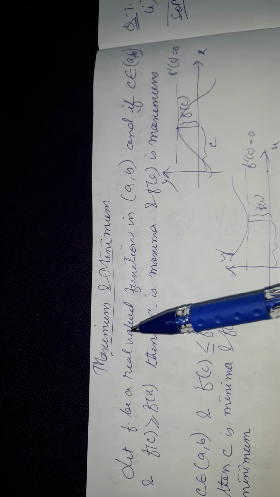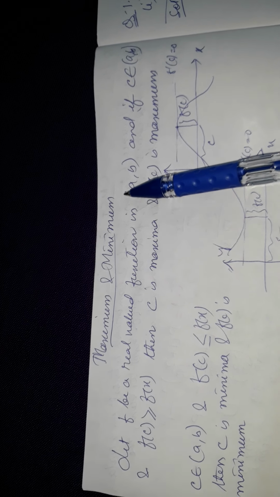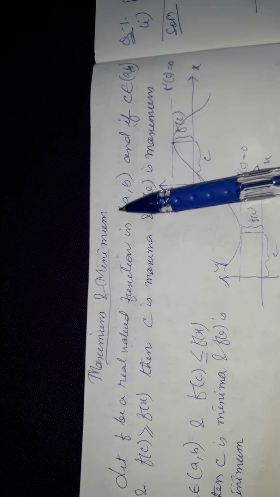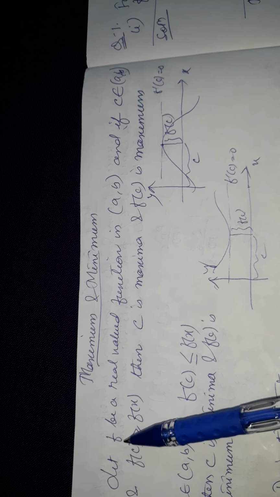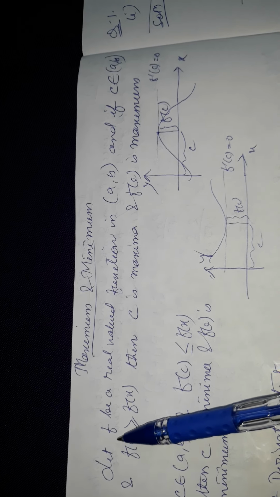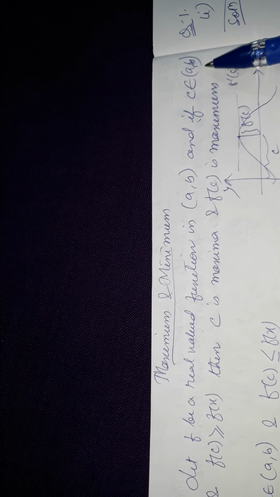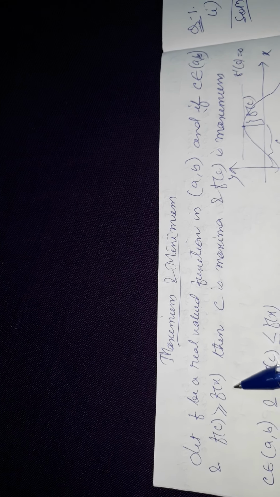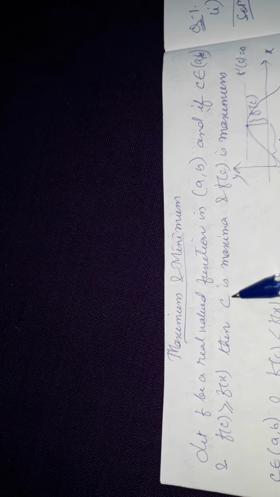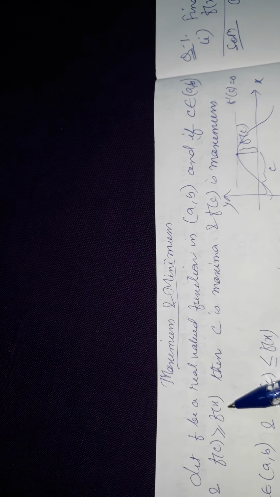Now we are going to do an important chapter: maximum and minimum, an application of derivatives. Now see what is maximum and what is minimum. Let f be a real valued function on (a, b). If c belongs to (a, b) and f(c) is greater than or equal to f(x), then c is called maxima. f(c) is greater than or equal to f(x), so f(c) will be maximum.